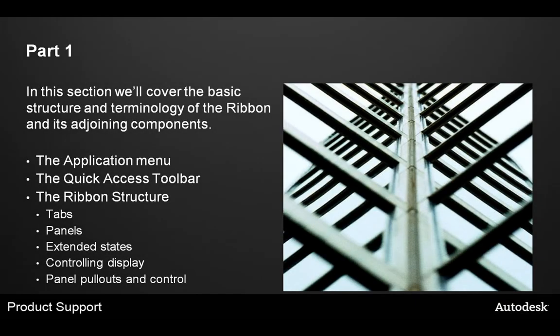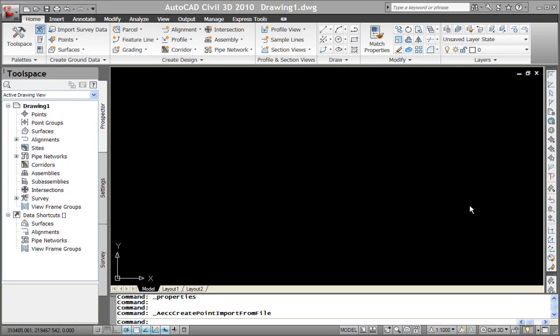Today we're going to review in 3 sections the new ribbon interface for the 2010 product, and we'll start in part 1 with the adjoining features as well as the structure of the ribbon. In section 1 of this introduction to the ribbon, we're going to look at the basic structure of the ribbon itself and its surrounding components. We'll also review the terminology in the ribbon so that we're all working on the same page. And then we'll move on to further sections where we'll explore more about the ribbon.